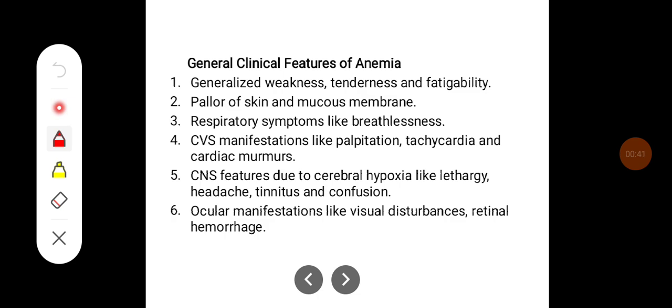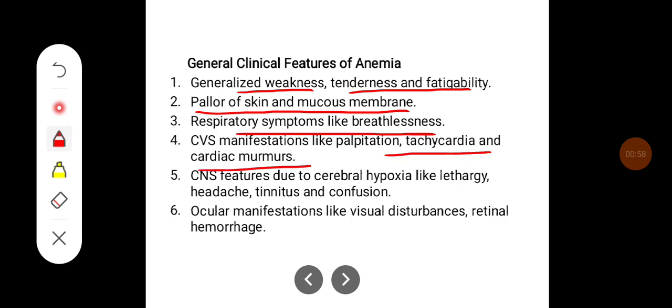Some of the clinical features of anemia are generalized weakness, tenderness, and fatigability, pallor of skin and mucous membrane. There can be respiratory symptoms like breathlessness, then serious manifestations like palpitation, tachycardia, and cardiac murmurs. The CNS features due to anemia are because of cerebral hypoxia, like lethargy, headache, tinnitus, and confusion.